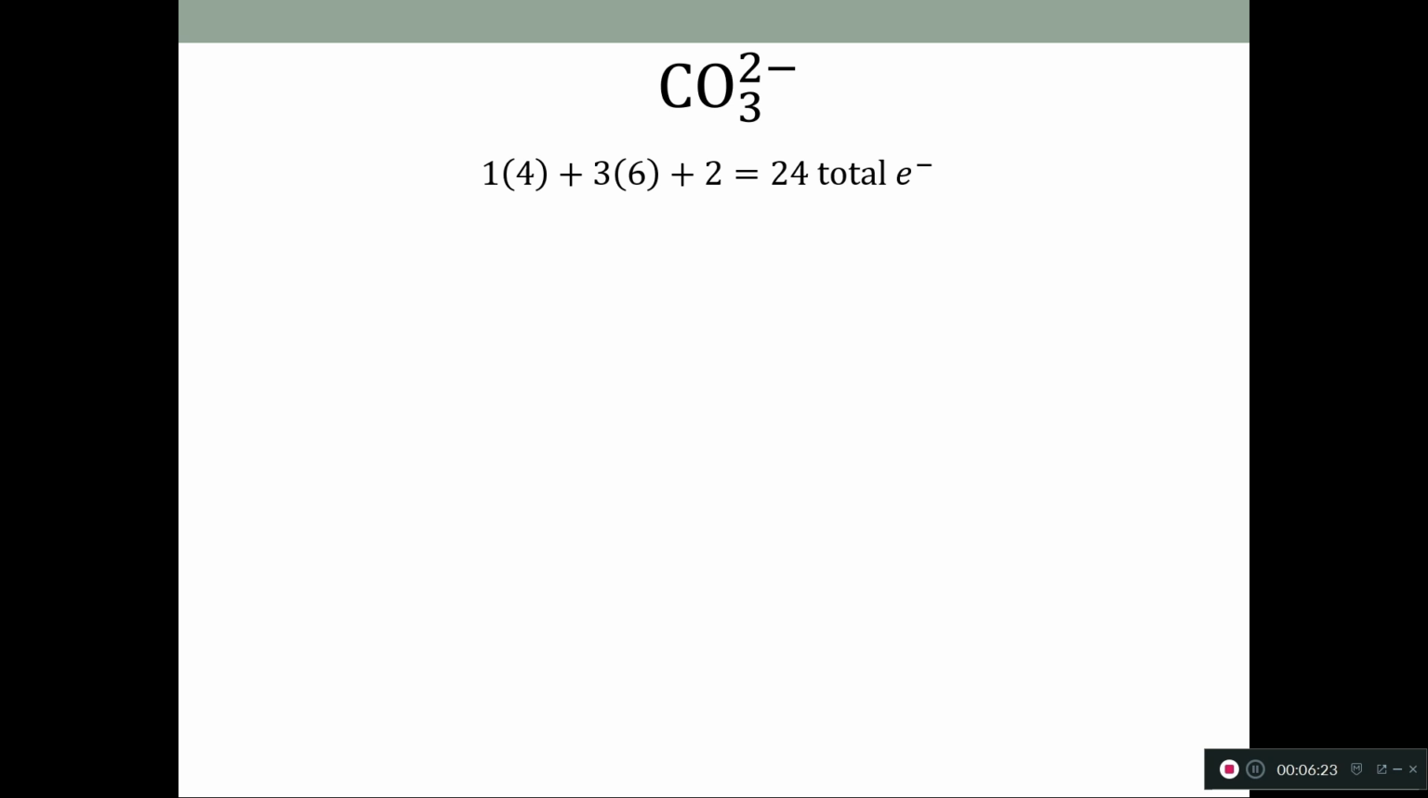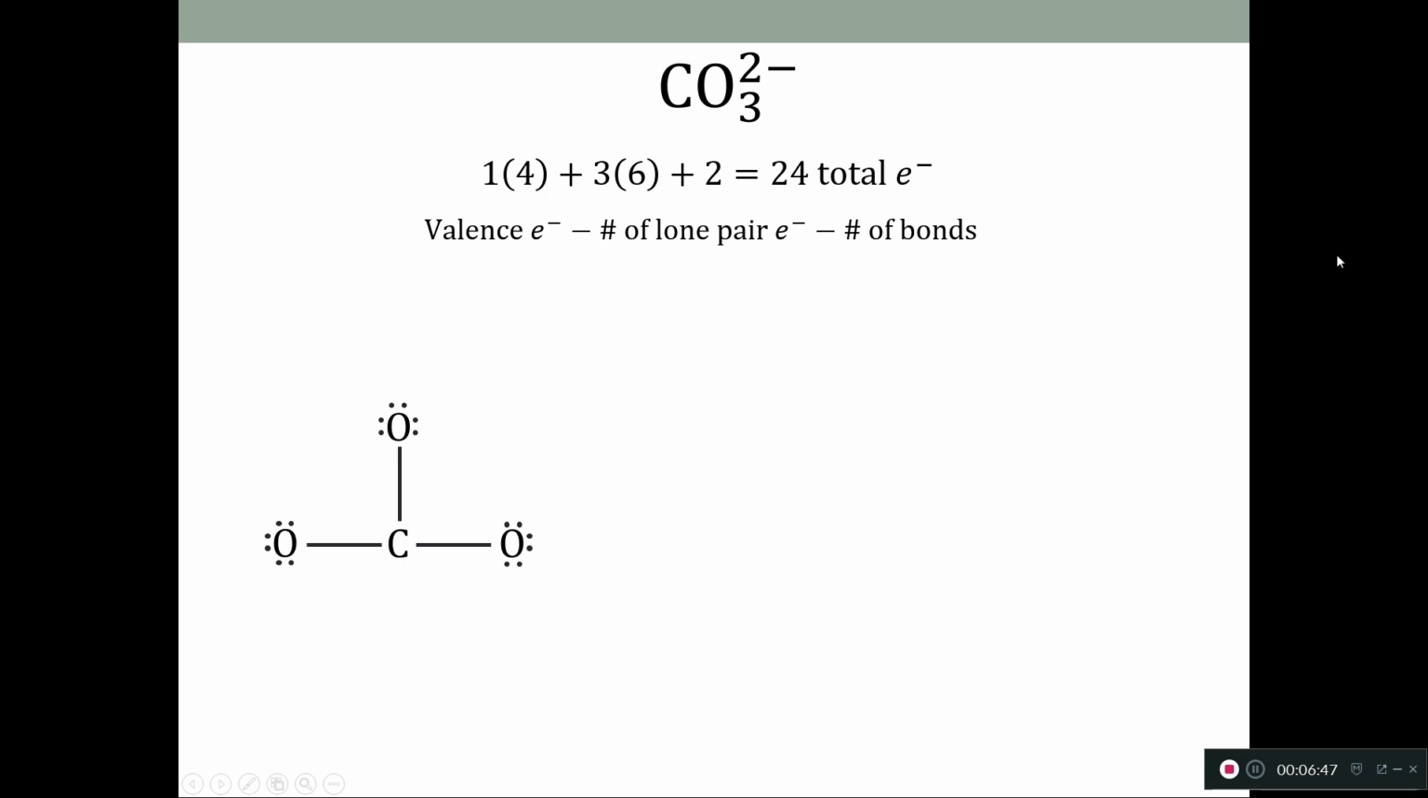So when we calculate the number of electrons, we do 4 for the carbon. There's only 1 carbon. There are 3 oxygens. They have 6 valence electrons. Then we need to add this extra 2 here because it has a -2 charge. So this would have 24 total electrons. Carbon will be our central atom. We put the oxygens around it, put bonds to it, we put our lone pairs on it, and then we calculate what the formal charge is on each atom.